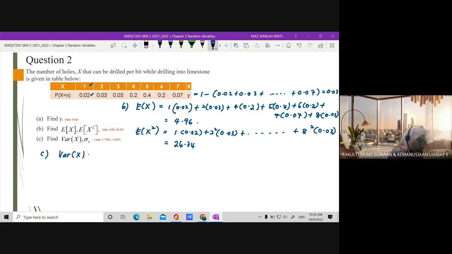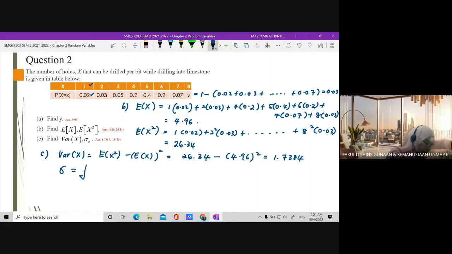Variance of x would be EX squared minus EX, the whole thing squared. So you get 26.34 minus 4.96 squared. So you will get what? 1.7384. Okay, and if you find your sigma, this will be square root of 1.7384. You will get 1.3185. Okay?